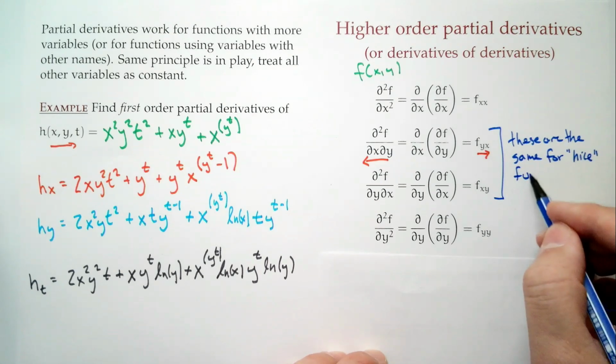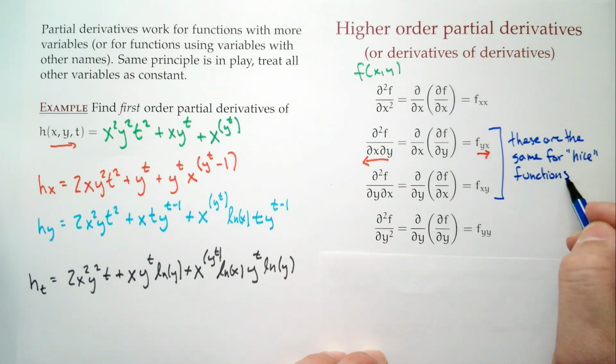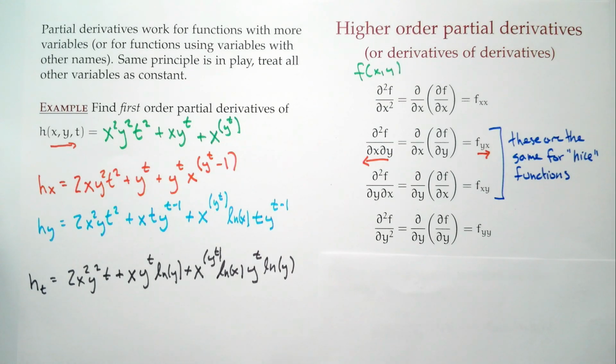Now, you might wonder, what's a nice function? Well, a nice function is the kind of function where these are the same. Every function that we're going to talk about is a nice function. There are some pathological examples where they don't match, where it does make a difference. But in our class, they'll be the same. So go ahead and assume that they always match.